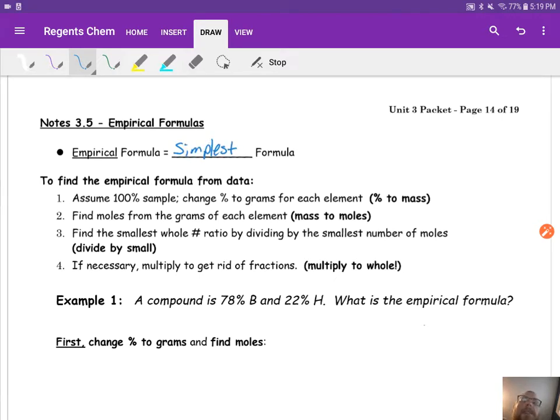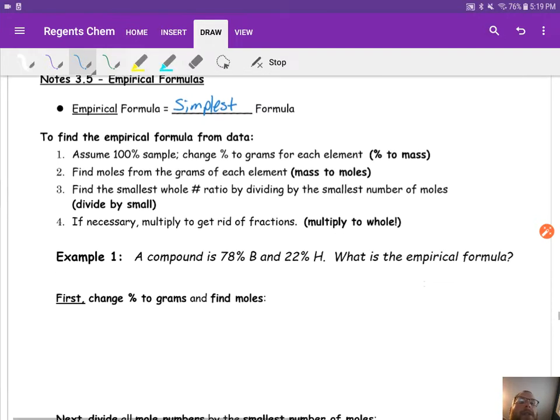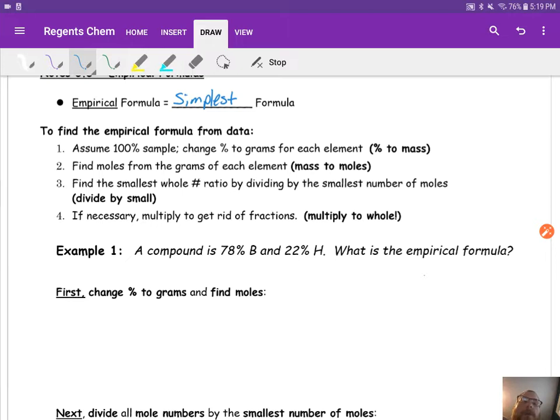It really means simplest whole number ratio. And that's what we're going to be looking at, to figure out the ratio between all the elements in a compound. Anybody be thinking, why in the world are we learning this? Well, this actually is how scientists will figure out compounds and structures of compounds in the real world. So assume 100% of the sample.